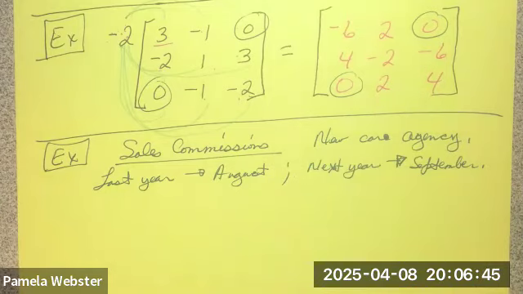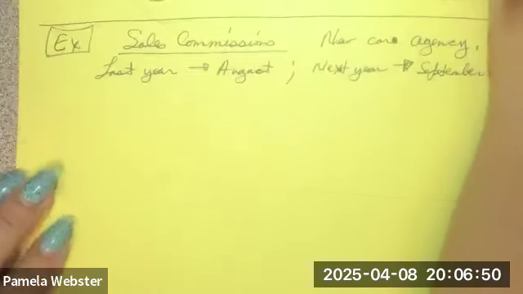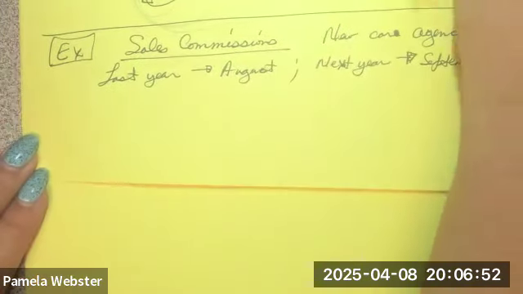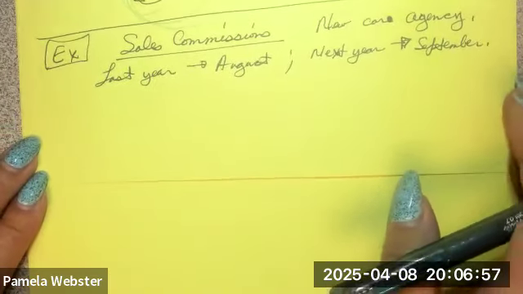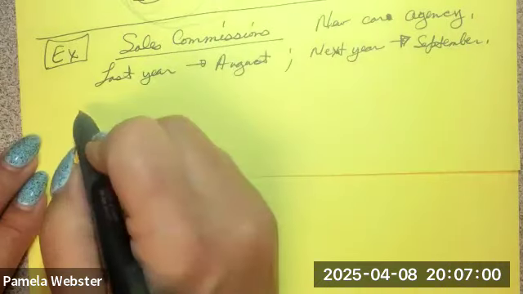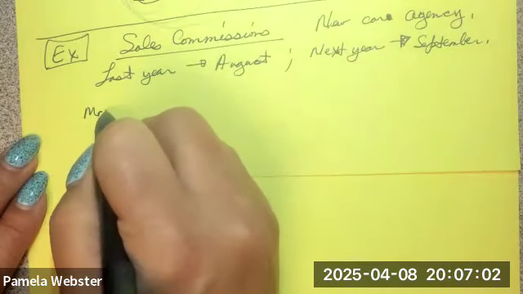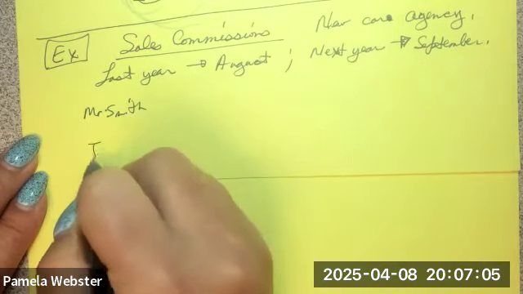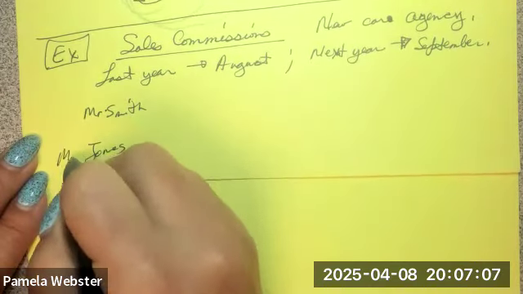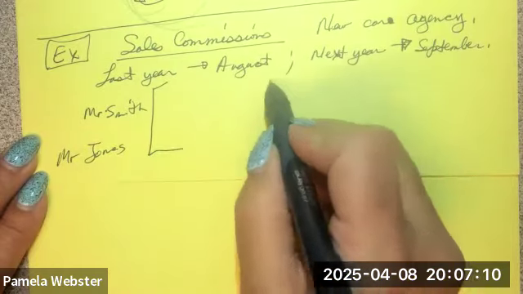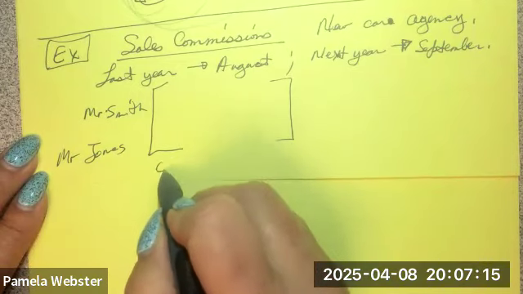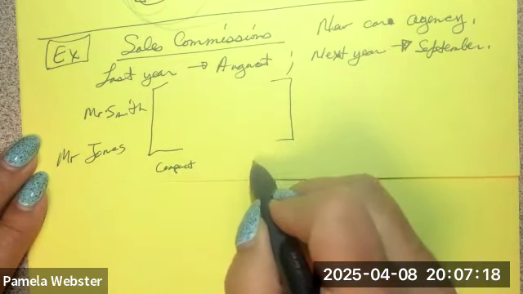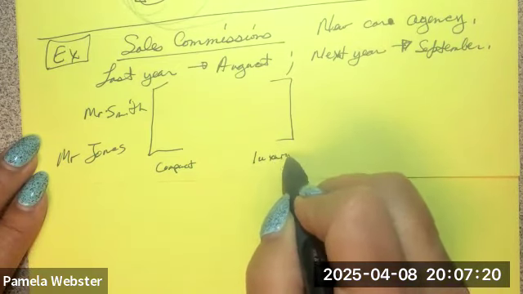It says we've got a matrix. It's already given for us, and it talks about Mr. Smith and Mr. Jones, and they have two different kinds of cars. Here's my matrix. It looks like this: Mr. Smith on the top row, Mr. Jones on the bottom row. It's going to be a 2 by 2. On the first column, it's going to be compact cars, and on the second column, it's going to be luxury cars.